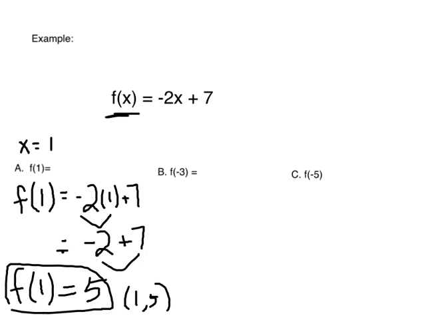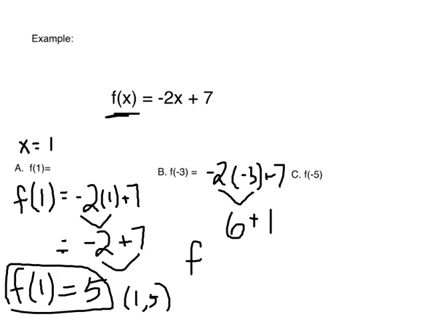Try f of -3. This would give you -2 times -3 plus 7. -2 times -3 ends up being +6 plus 7, and f of -3 equals 6 plus 7, which is 13. How could you write this as coordinates? Your x value is your input, which is -3. Your y value is your output, which is 13.